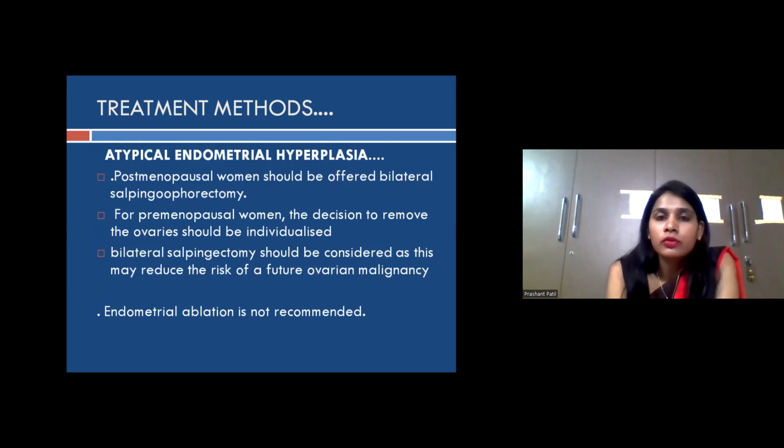In postmenopausal women, again we have to do a bilateral salpingo-oophorectomy with hysterectomy, and in premenopausal women, again the ovaries need to be individualized. Again, bilateral salpingectomy is to be considered to reduce the risk of future ovarian malignancy. Again, ablation is not recommended.